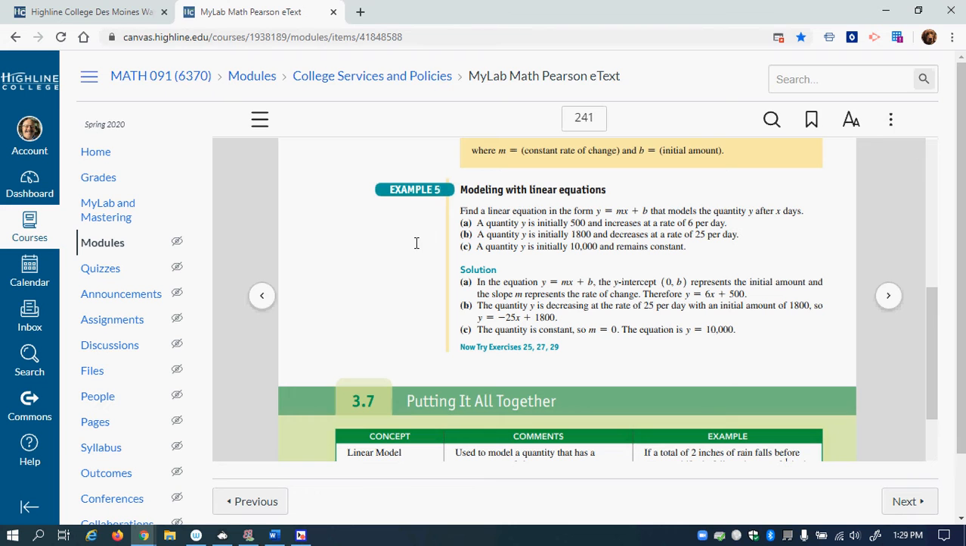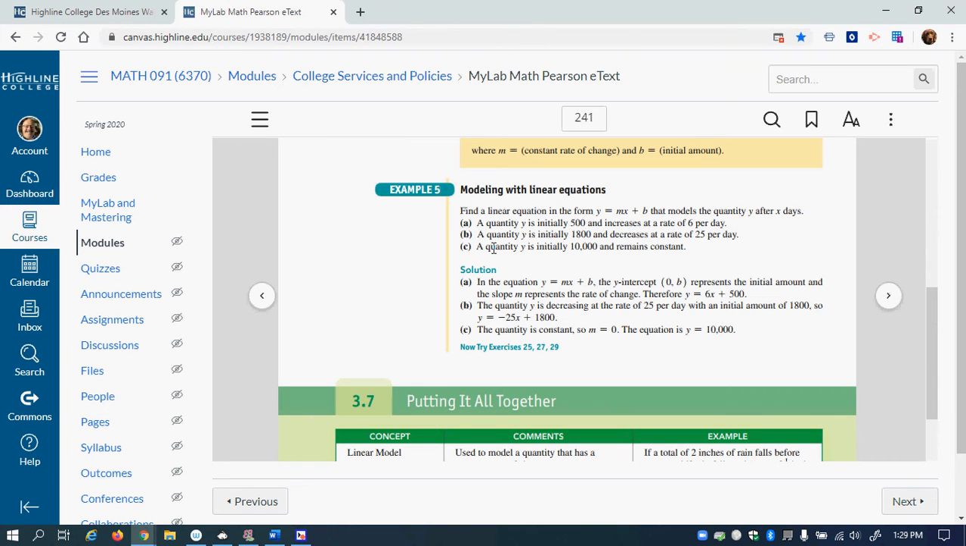Take a look at example 5, where you're supposed to read something and then translate it into a numerical setup. A quantity y is initially 500, which is our y-intercept. It's increased at a rate of 6 per day. So there's our slope. So we would write y equal to 6x plus 500.